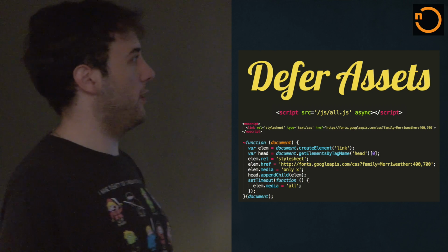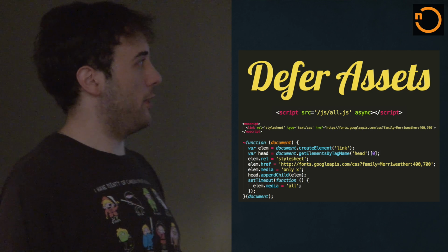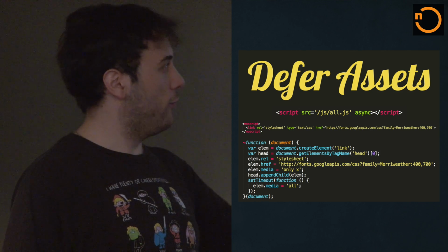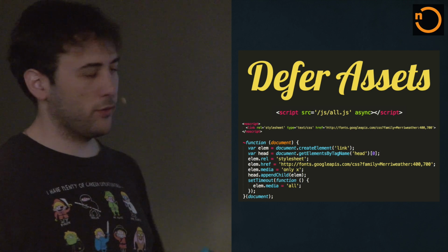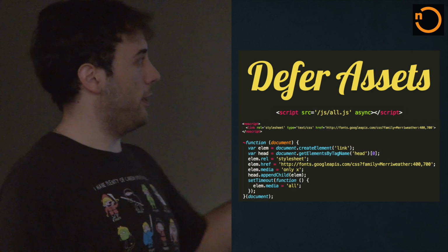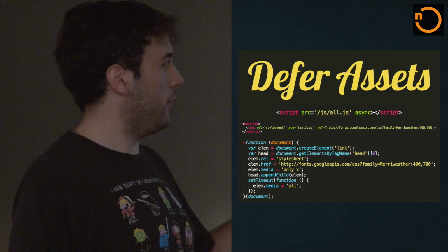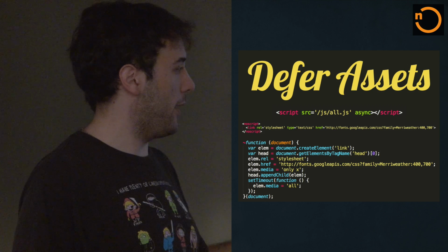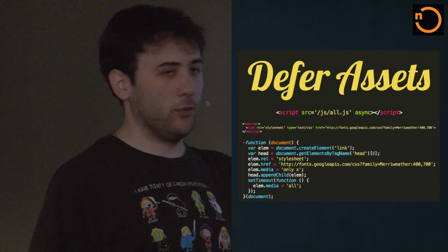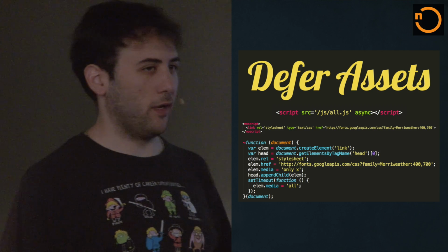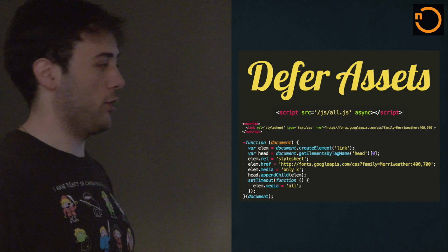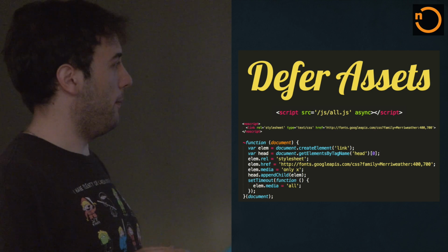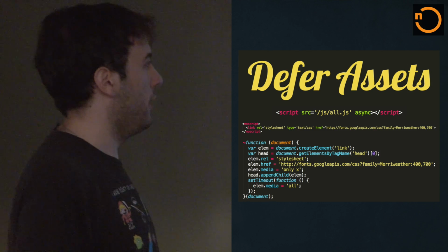Deferring assets, that's an easy one. For JavaScript, just use async. For styles or fonts, put them in a noscript tag, and then use JavaScript to create the same link thing, but set the media type to only X or something illegal like that, and then after a timeout, change it. And that'll, don't ask why, but that'll make it load asynchronously and not block.